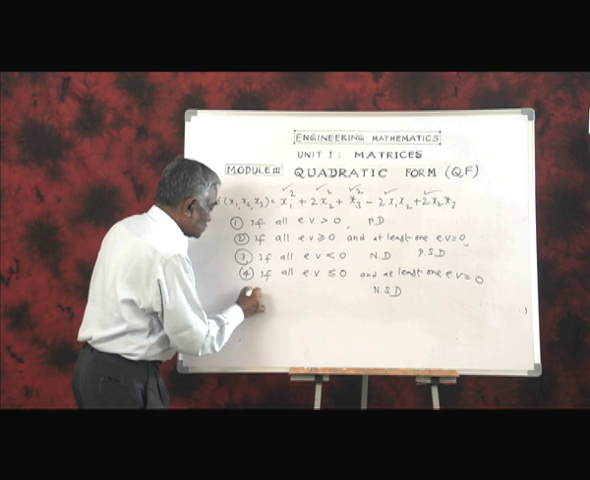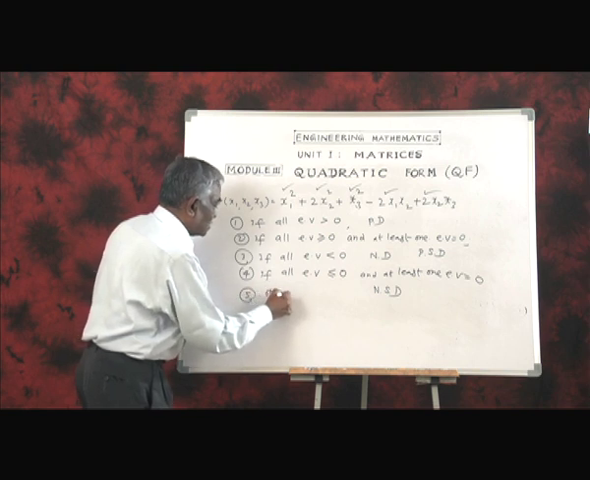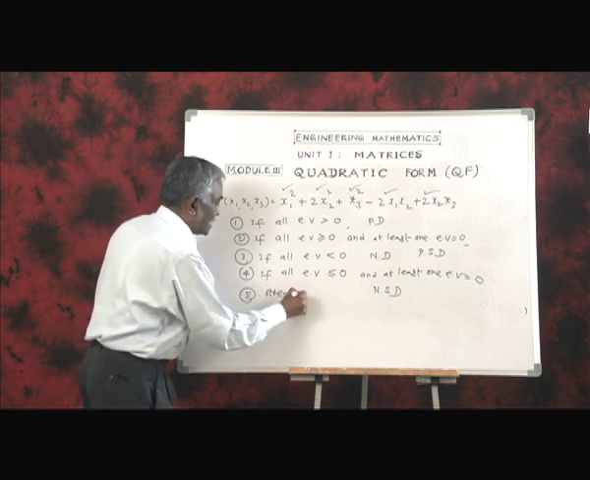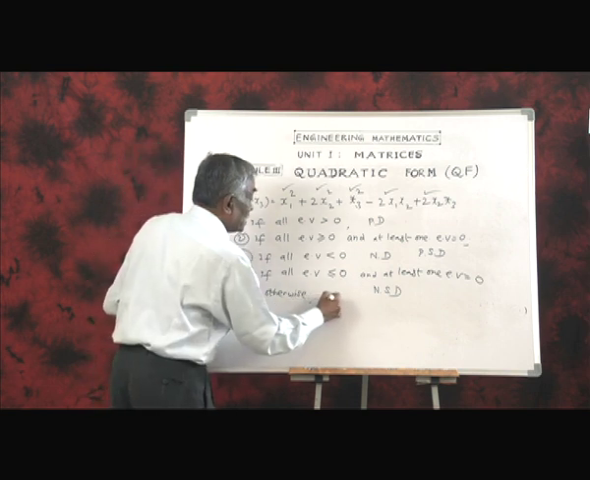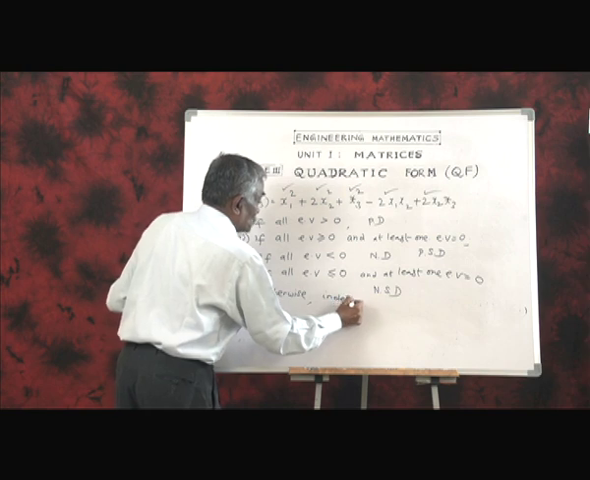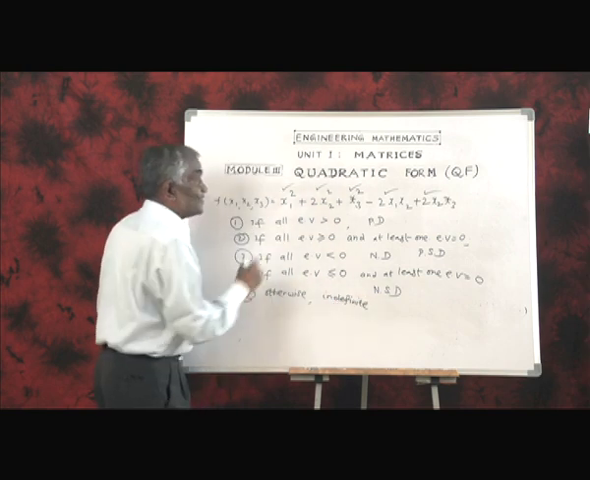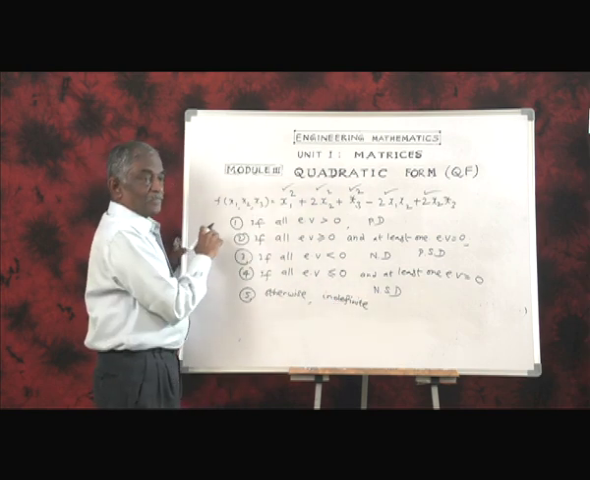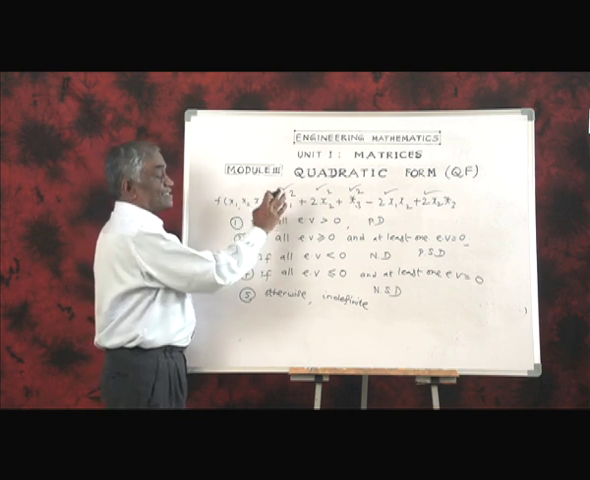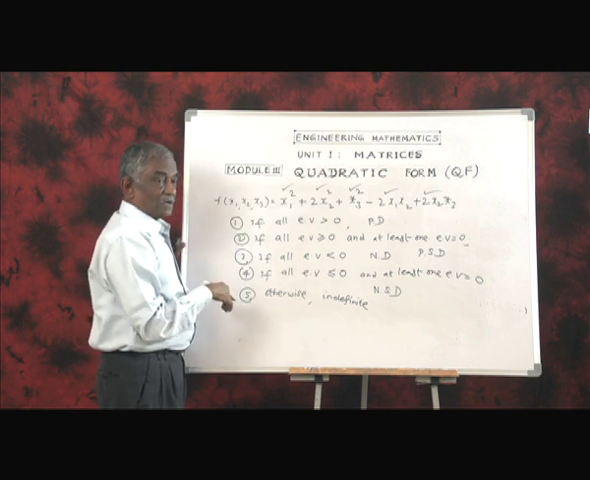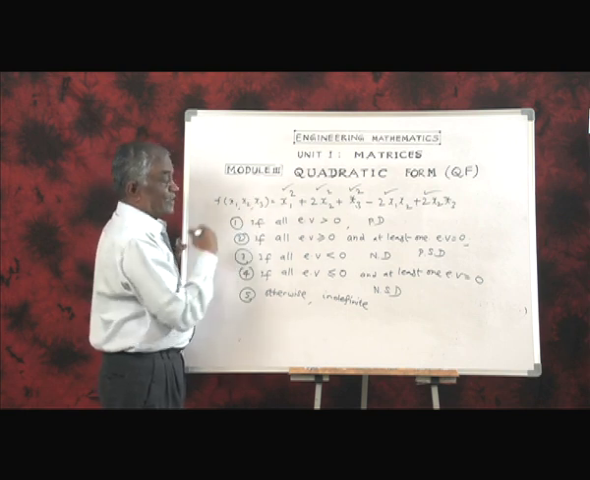Now the last one: otherwise, if it does not belong to any one of these four categories, in other words you have positive as well as negative eigenvalues, it is indefinite. Using the definition, it is somewhat difficult to conclude the nature, because for the set of values of x1, x2, x3 you choose, you may always get positive, but there may be some other set for which it will be negative.